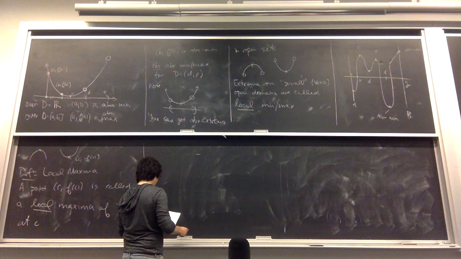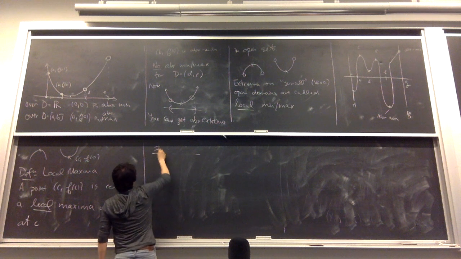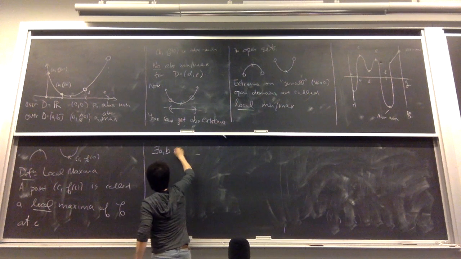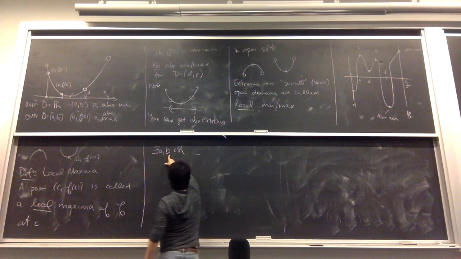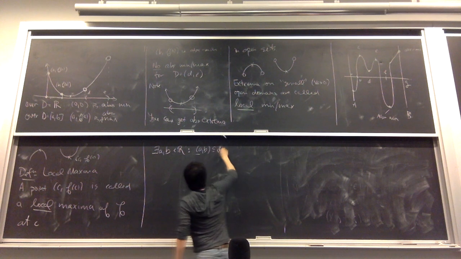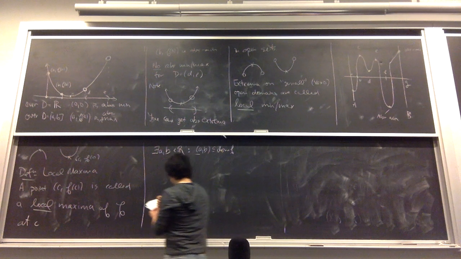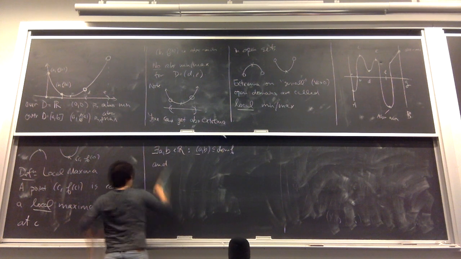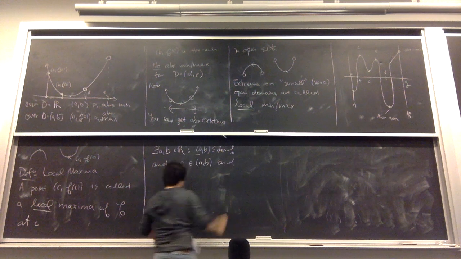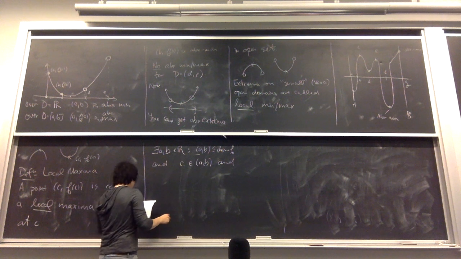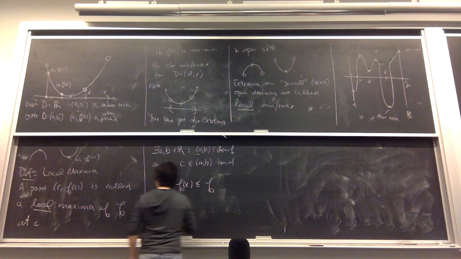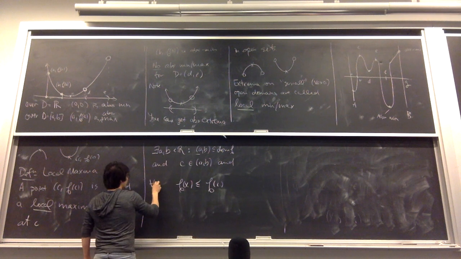This may hurt. There has to be an open interval (a, b). So there has to be a and b in R such that this open interval is in the domain of f. And we need that c is in this interval, and we need that f of x is less than or equal to f of c for every x in the interval.